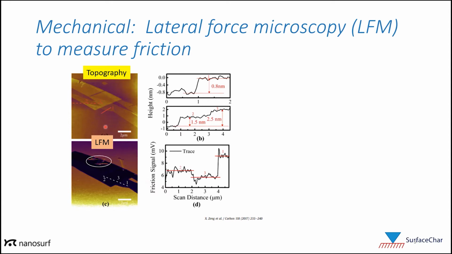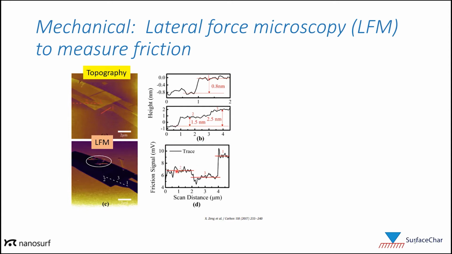So here's an example I pulled from literature from Xang, published in Carbon in 2017. And this is looking at graphene. So this was a topography measurement of graphene, and there are multiple layers here. So some are thicker than others. And then this is the lateral force mode or friction image corresponding to the topography. So we see that the friction is much lower here than on the silicon dioxide substrate surrounding it, not surprisingly.